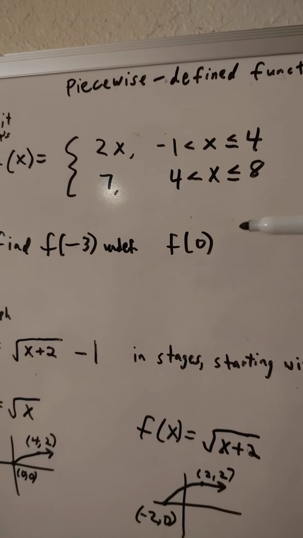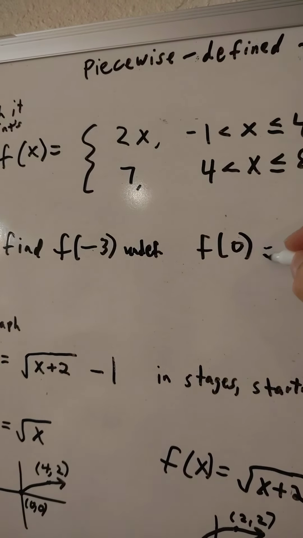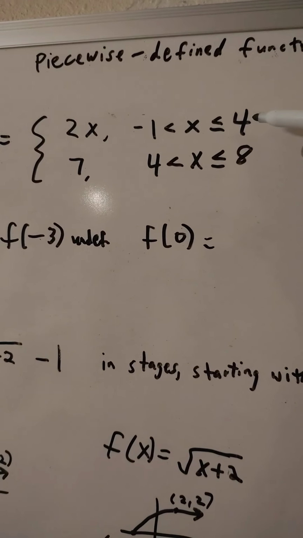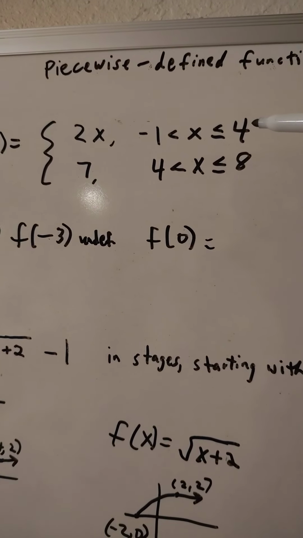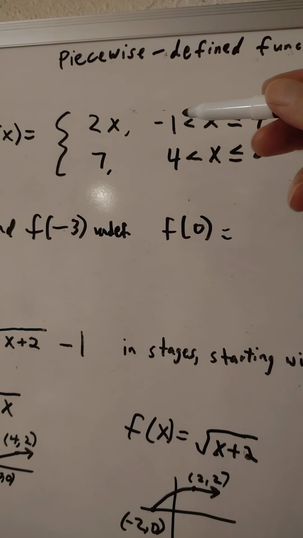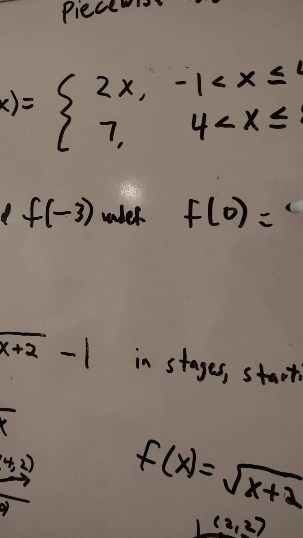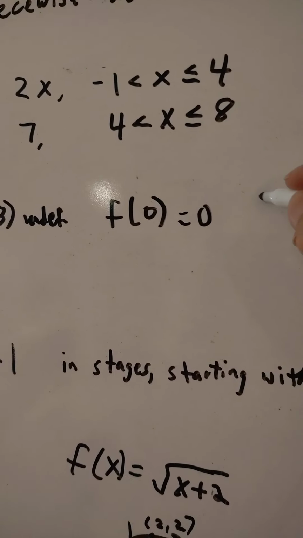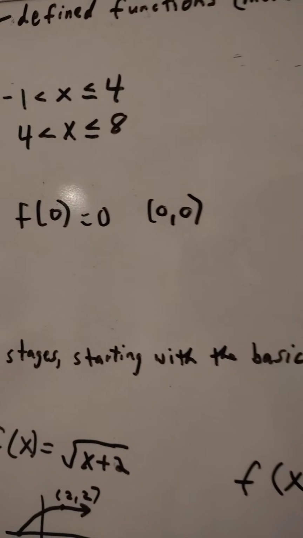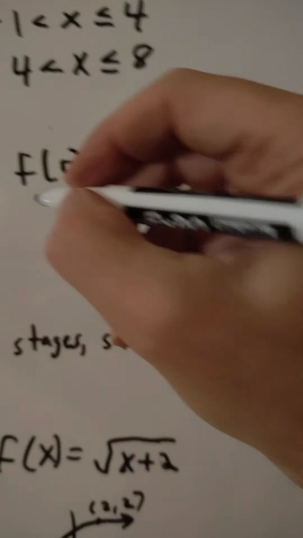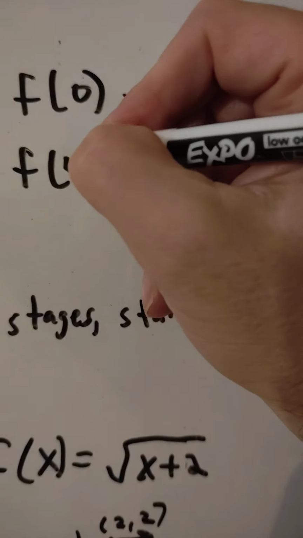So when I find f of 0, that means first I got to pick the right equation where 0 is in the domain. It's in this domain. So go to that top equation. What's 2 times 0? 0. So that's the answer. So in other words, wouldn't 0, 0 be a point on this function? How about find f of 4?